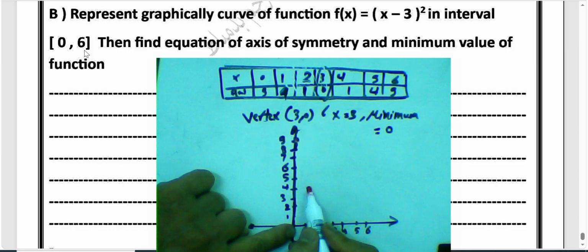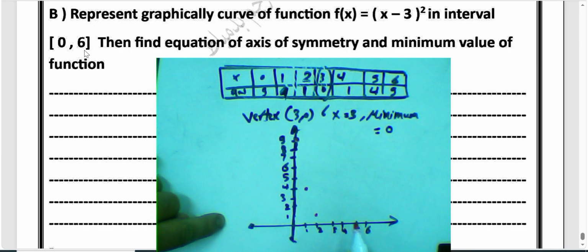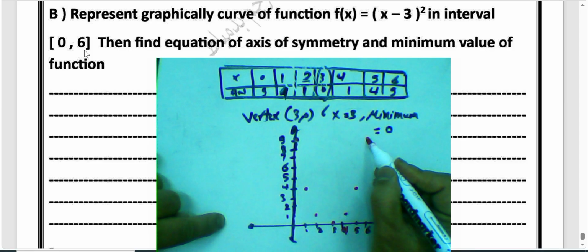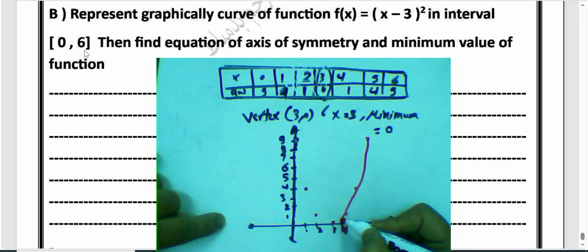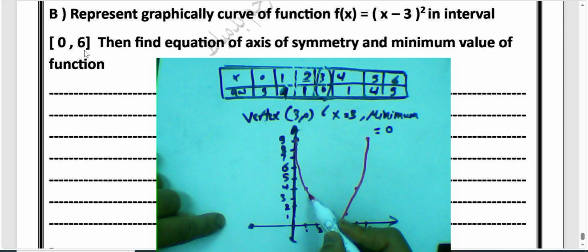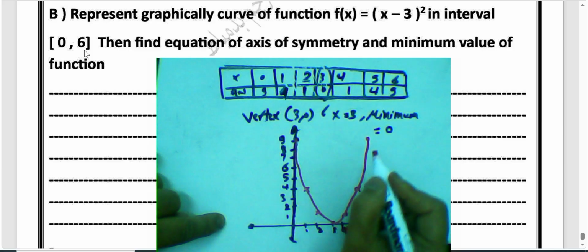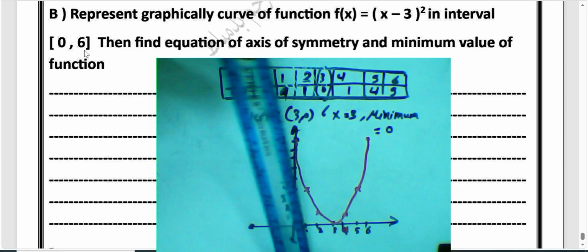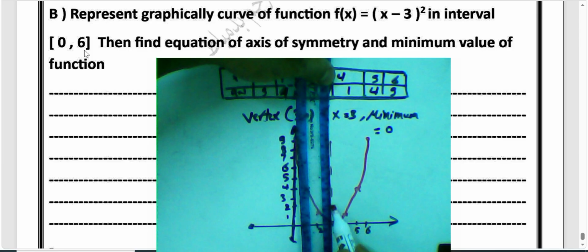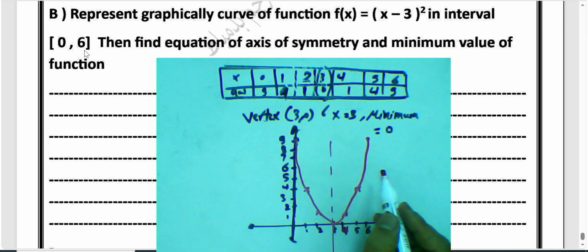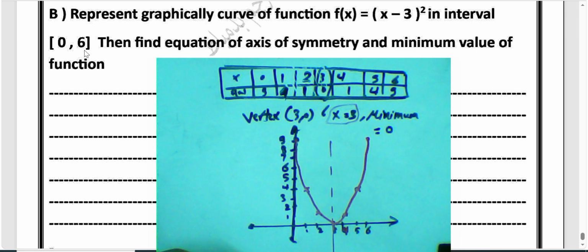And 1 and 4, 2 and 1, 3 and 0, 4 and 1, 5 and 4, and 6 to 9. Now I will draw the curve here. Okay, and then draw a straight line here: the axis of symmetry, x equals 3, and the minimum at 0.